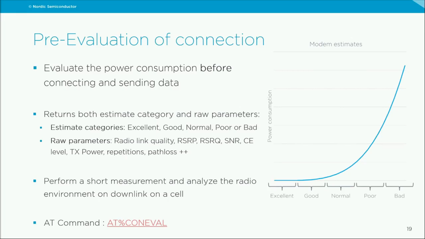So if you get an excellent quality, you know, okay, I can send my data and I wouldn't use a lot of power consumption. If I get a poor estimate from my modem, I know that I most likely will get some repetitions, bad signal quality. My radio maybe needs to stay on for a longer period of time, and also I could get some repetitions. And also the modem will provide you the raw parameters if you want to do your estimations yourself, or you want to know more about different parameters.